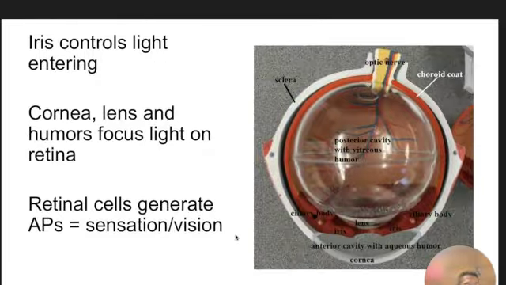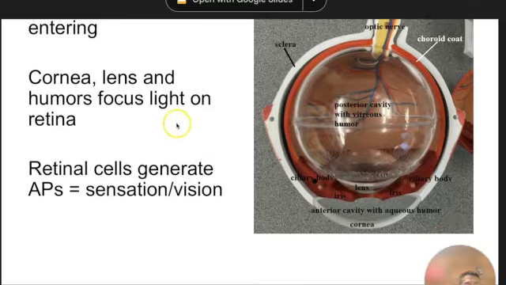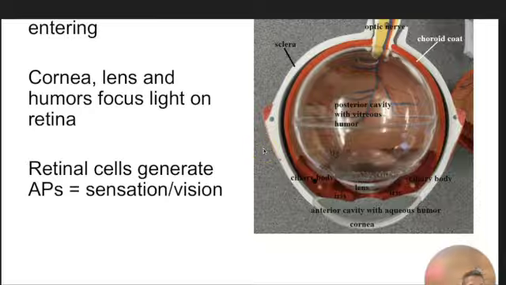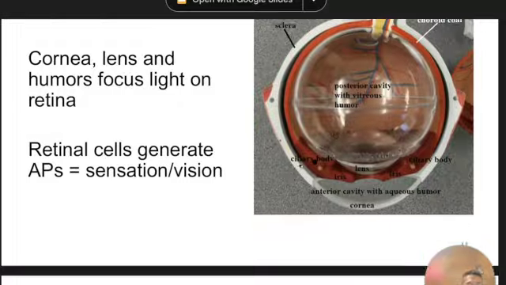So the iris controls the light from entering. Cornea, lens, and humors focus the light to the retina. Retinal cells generate action potentials. So we talked about this earlier already. Light comes in, goes through the lens, directed by the aqueous and the vitreous humor, focuses at the optic disc, and then everything is sent through the optic nerve.